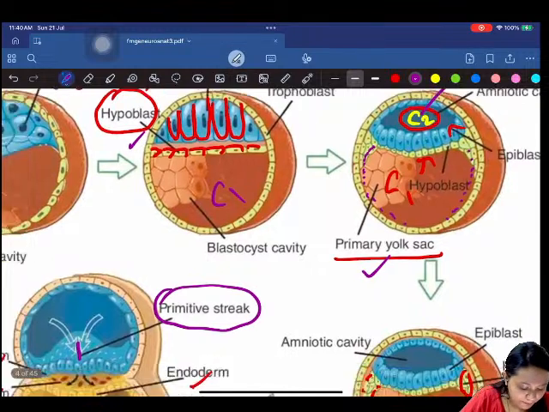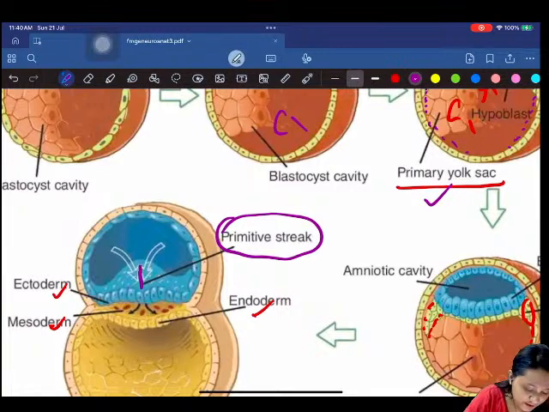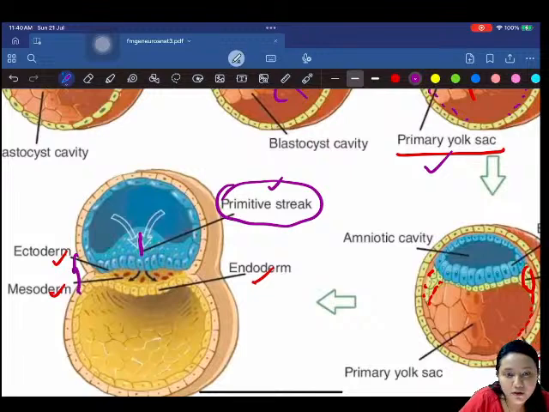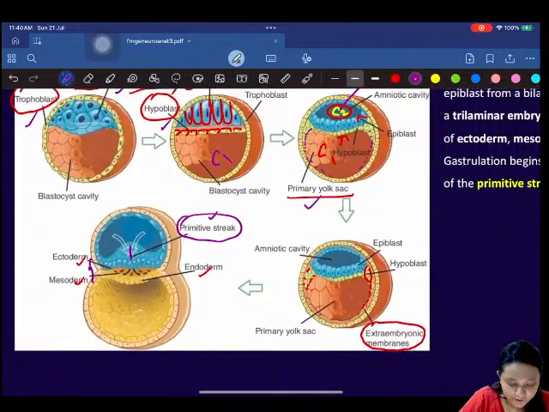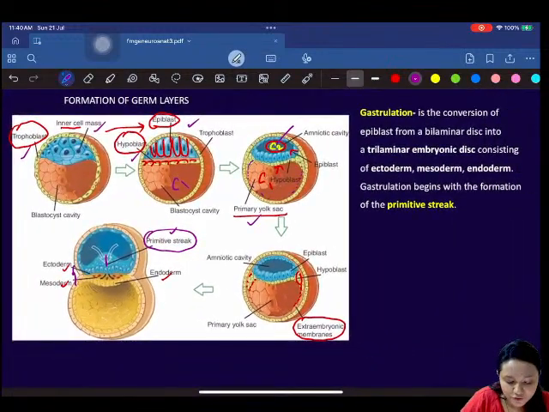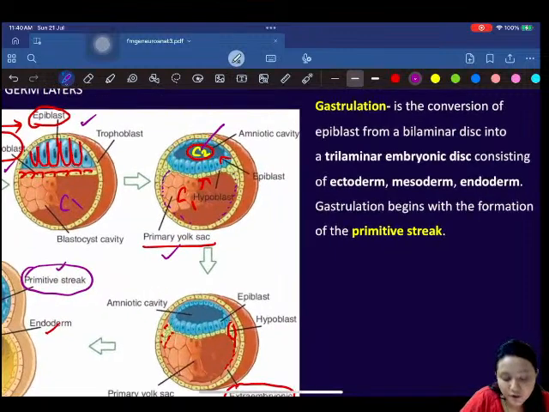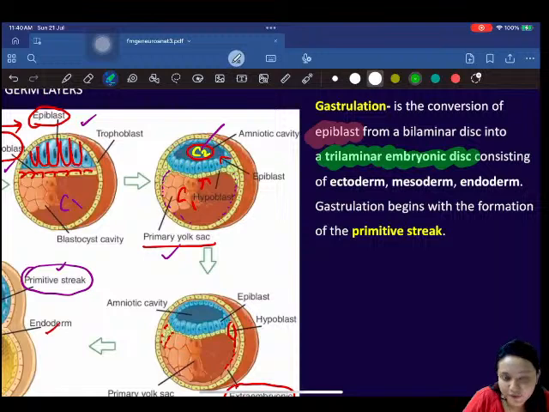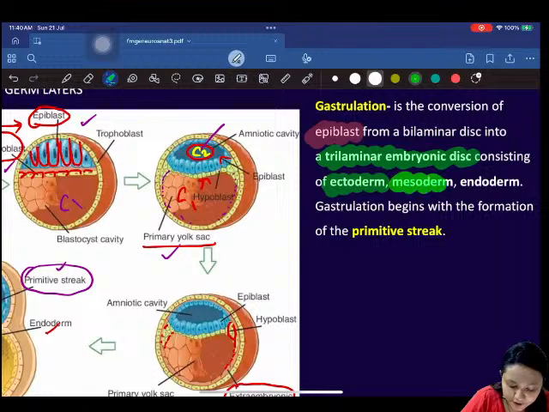Okay, then from the epiblast you have a formation of a rod-like structure, that is the primitive streak, and then this bilaminar disc will ultimately divide to form the trilaminar, that is ectoderm, mesoderm and endoderm. So it's clear. Okay, so gastrulation is in week 3, and it is the conversion of your epiblast from the bilaminar into a trilaminar embryonic disc. So gastrulation is from bilaminar to trilaminar. And then you will have all the 3 parts, that is ectoderm, mesoderm and endoderm.